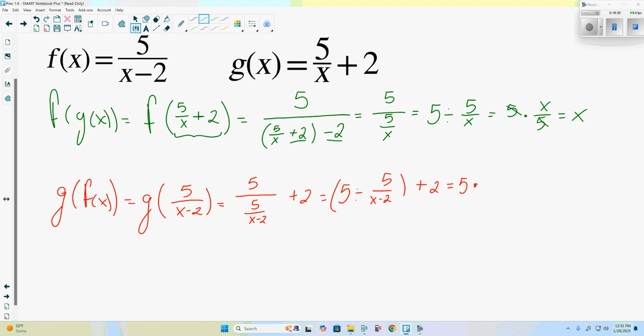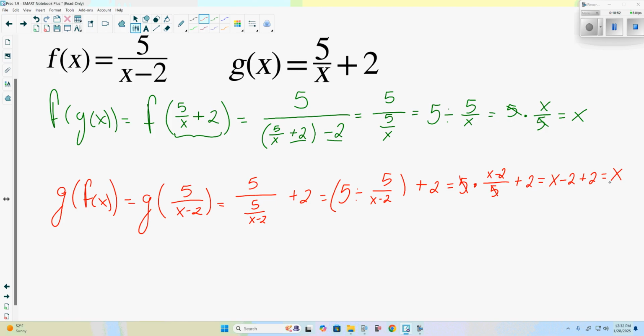And to divide two fractions, we change it from division to multiplication and flip. But again, our 5 and 5 would cancel, telling us that we have x minus 2 plus 2, which is just x.